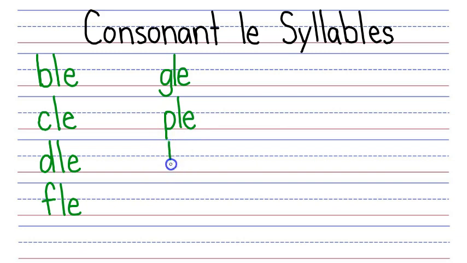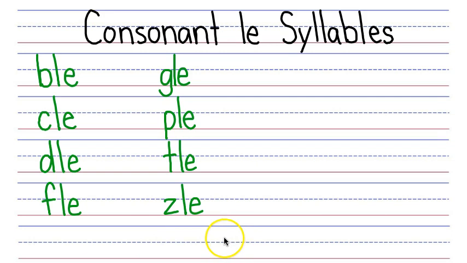Then you've got toll that begins with a T that says T and ends with the LE that says ul, toll. And zl begins with a Z that says z and ends with the LE that says ul, zl. Let's read these quickly. Bowl, coal, dole, full, goal, pull, toll, zl.